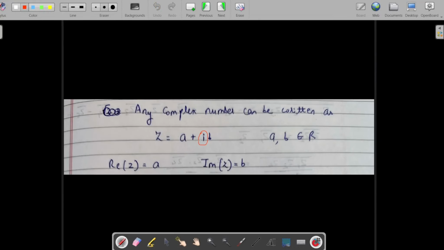Also remember that you are not adding these two. It's not an addition as in 2 plus 3. This is just a symbol. We cannot add 2 and 3 iota. This is just how we represent it.